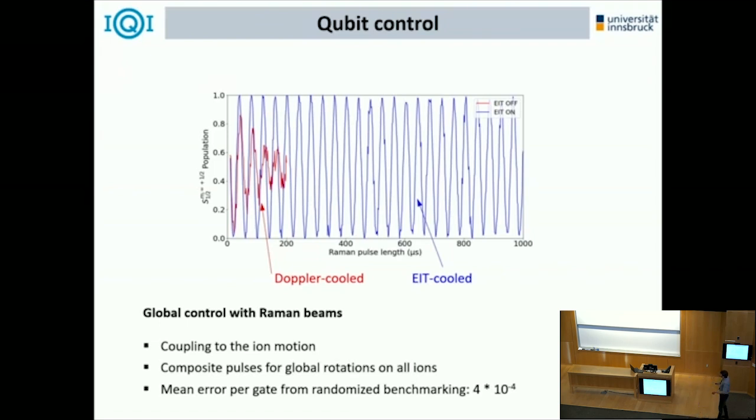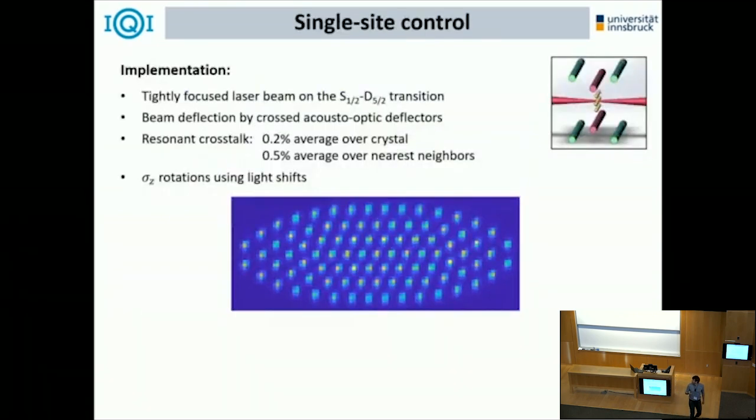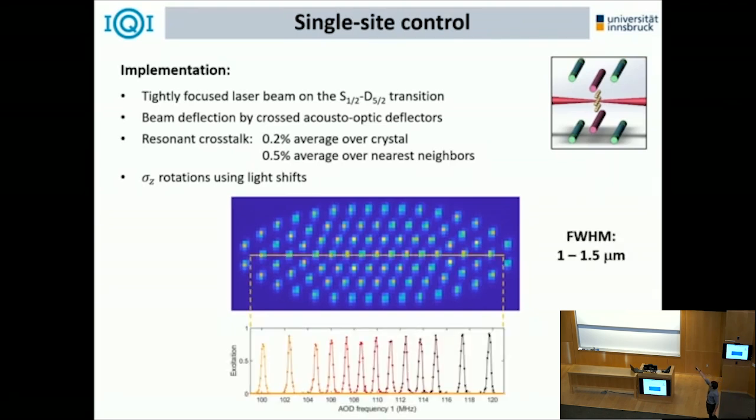This is global manipulation, which is well suited to implement entangling interactions because we can couple to the motion, but we also would like to have some single-site control. This we achieve by a tightly focused laser beam, which we can steer over the crystal using acousto-optical deflectors. Here you see such a typical scan. We have this tracing beam, and we steer, for instance, in horizontal direction, and it works the same in vertical direction. So you see we can excite all the ions, with sufficiently low crosstalk of about 2.2%, or 0.5%, depending on whether you look over the whole crystal or only at the nearest neighbors.